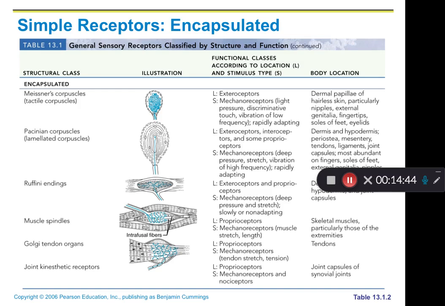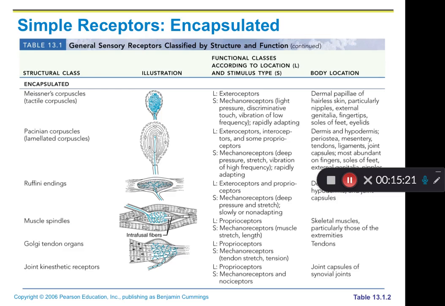So the last one is the joint kinesthetic receptor. This is also one type of the proprioceptor, and it is also a mechanoreceptor, and this one is also a nociceptor. It can be found in the joint capsules and synovial joints. So their function is to detect the status of the joints and synovial joints.